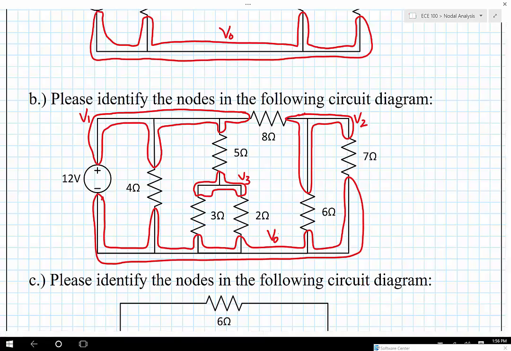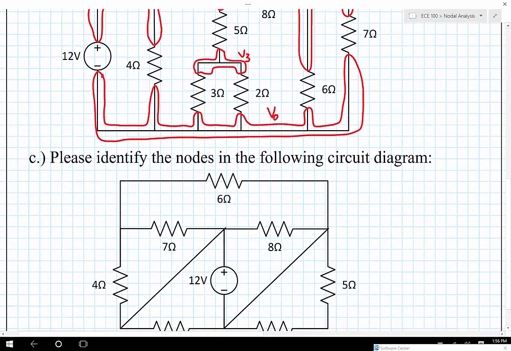Notice that when we've identified all of the nodes and the full extent of each node, the only things that remain are circuit elements, resistors, voltage sources, current sources, and so forth. So this is the identification of 3 nodes for that circuit.